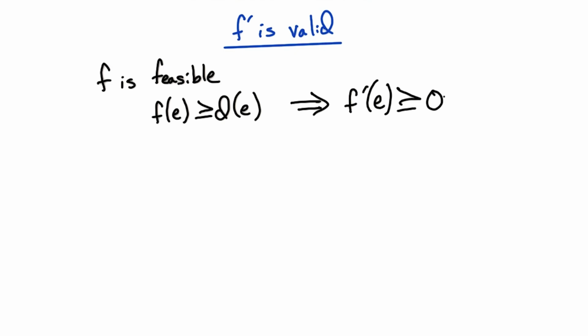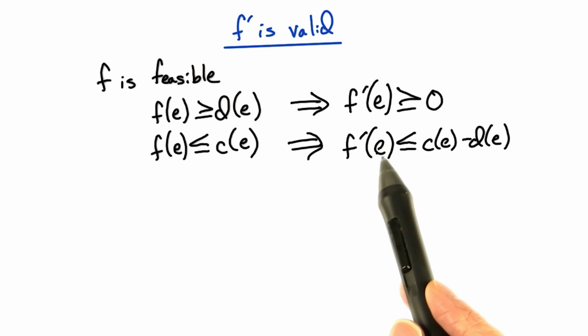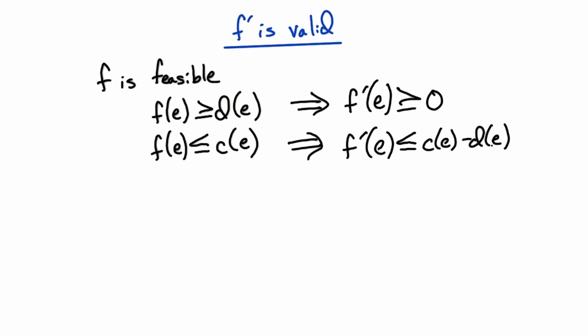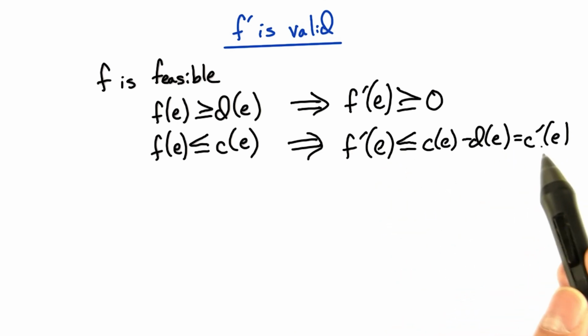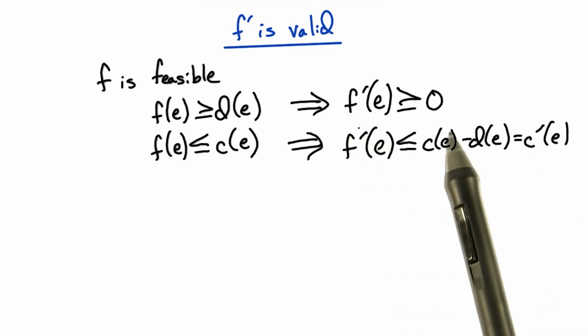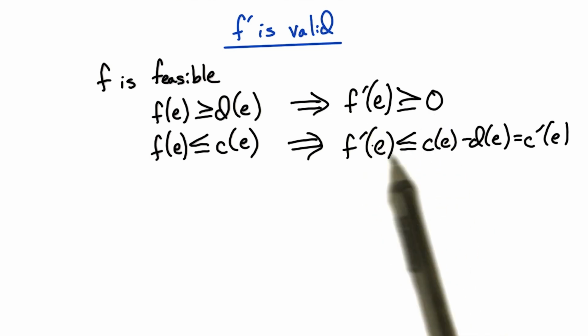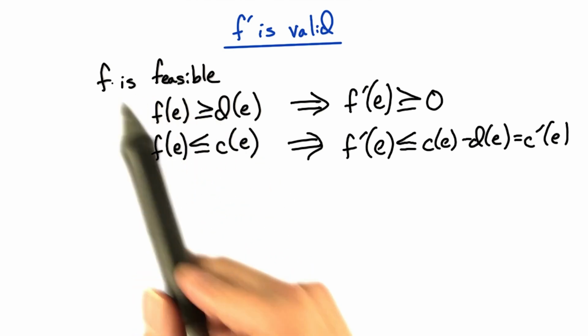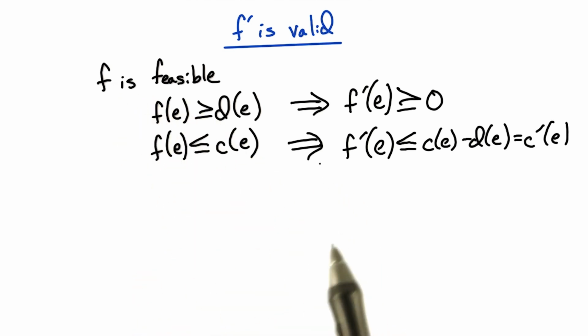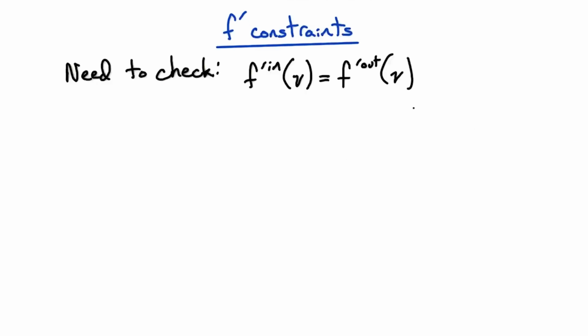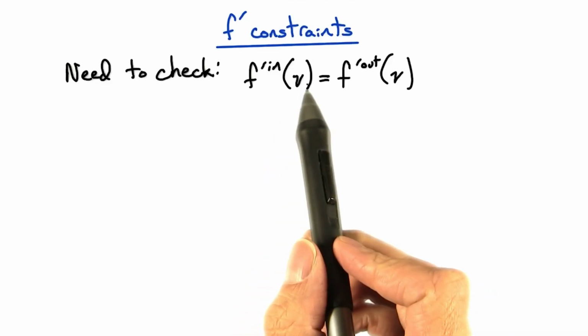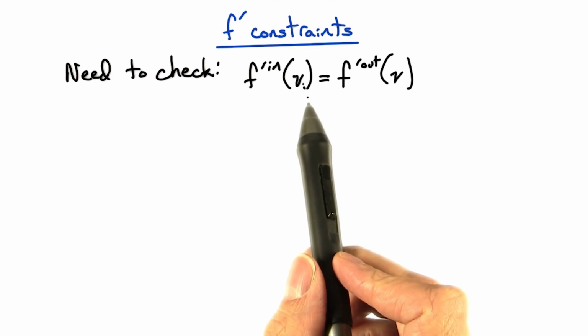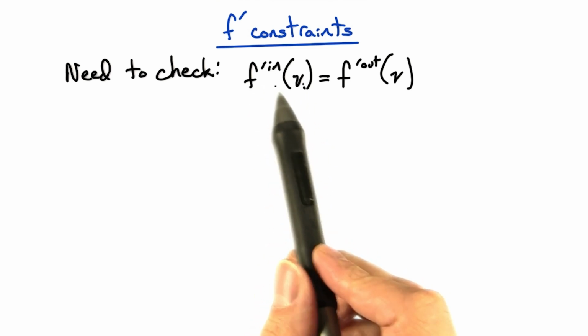So F prime is non-negative. Similarly, we have that F is at most its capacity. Therefore, F prime is at most the capacity minus the demand, which is the definition of the capacity in this network G prime. So we know that this new flow F prime that we constructed is non-negative and satisfies the capacity constraints. Now we simply have to check that F prime satisfies the flow in equals the flow out constraints. So we need to check that the flow into every vertex, except for S prime and T prime, under F prime equals the flow out.